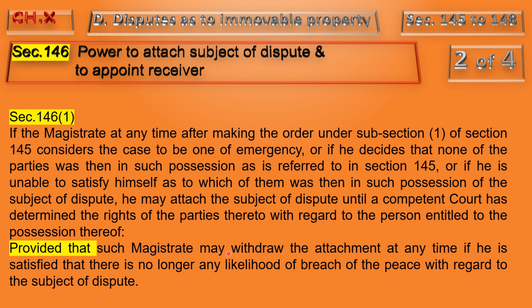the attachment at any time if he is satisfied that there is no longer any likelihood of breach of the peace with regard to the subject of dispute. Now, this is a condition when on inquiry the magistrate is unable to determine as to which of the parties was in possession. He may attach the property. He may do so after proper inquiry, hearing of the parties, and express finding to that effect.